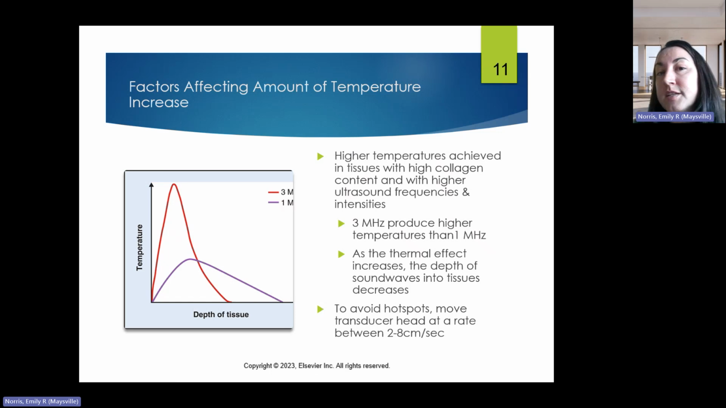So if you're wanting to have benefits all the way down through the layers of tissue and a deeper effect, you may want to use more of a 1 megahertz, but you'll have less of a thermal effect. So to get more of a thermal effect, you want to use that 3 megahertz, but it won't go as deep into the tissue. So you decide which effect you need the most, what would be most beneficial to your patient, to decide that frequency. To avoid hot spots, again, move the transducer head at a rate between 2 to 8 centimeters per second.